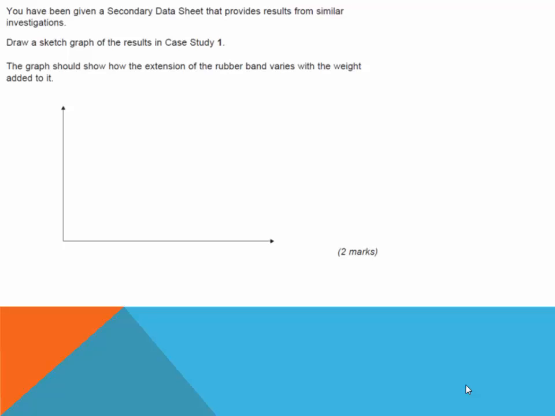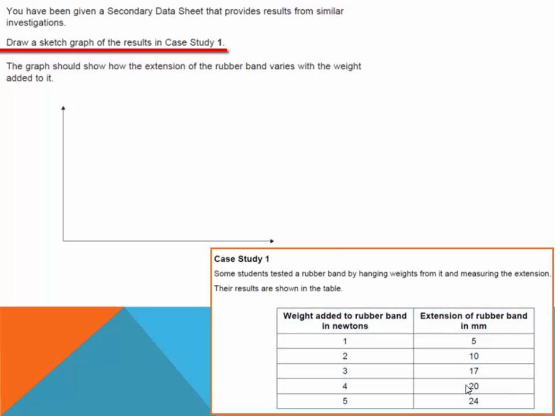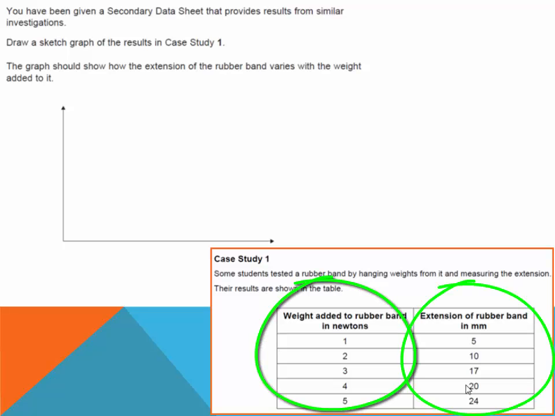in Case Study 1. If we refer to that section of the secondary data sheet on your screen now, we can see that a table is given with two columns, weight added to rubber band and extension of rubber band. I'd now like you to imagine that in response to that, a student did the following: added titles to the axes, attempted to plot the data, and added a line of best fit.